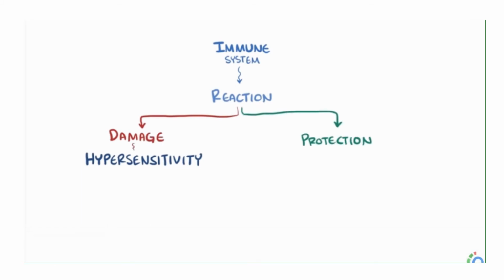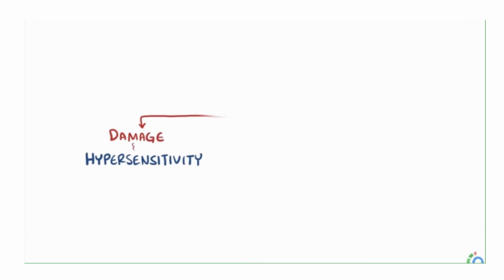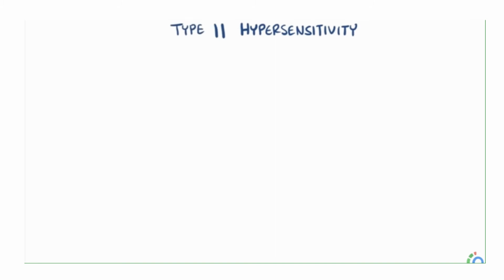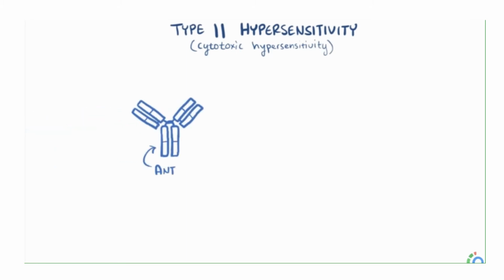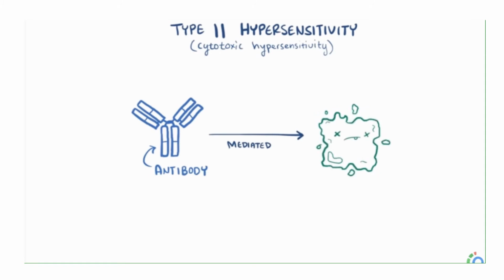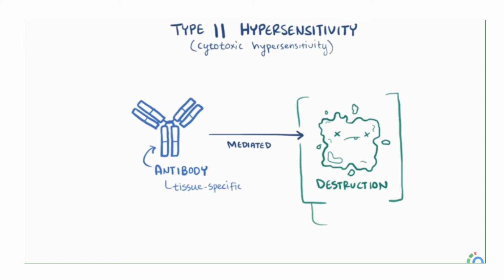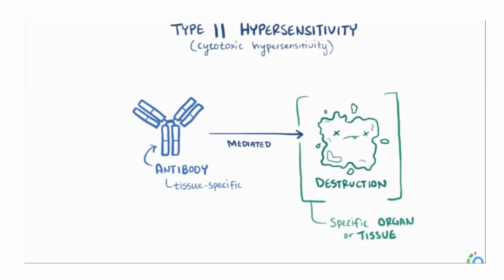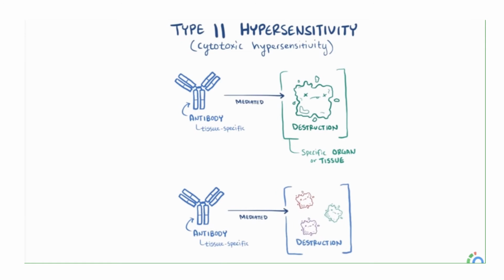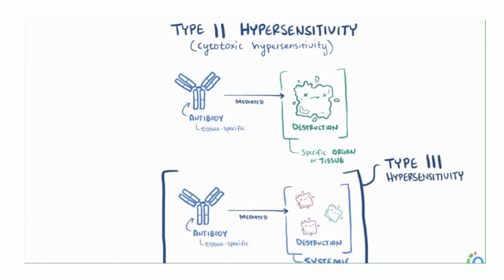Having a hypersensitivity means that the immune system is reacting to something in a way that damages the body rather than protecting it. There are 4 different types of hypersensitivities. And the second type, or type 2 hypersensitivity, is sometimes called cytotoxic hypersensitivity because a lot of disorders caused by this hypersensitivity involve antibody-mediated destruction of healthy cells. These disorders tend to be tissue-specific, meaning that the antibodies are generally specific to one type of tissue or organ. There are other antibody-mediated hypersensitivities that are systemic, but these are generally type 3 hypersensitivities.